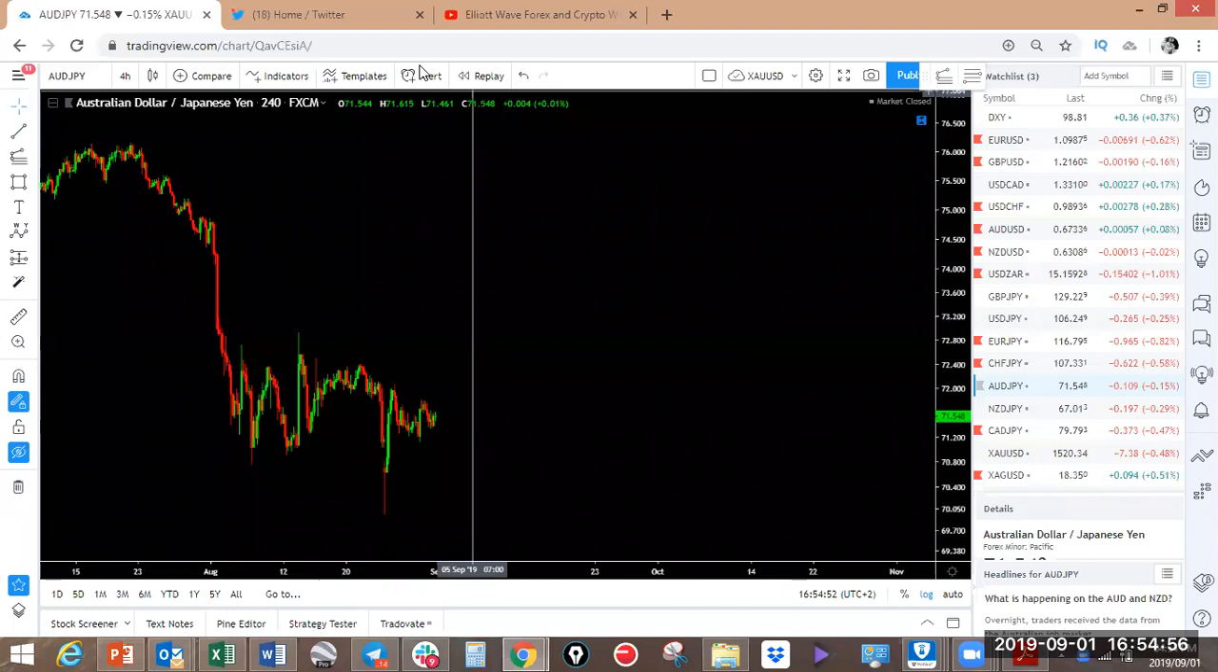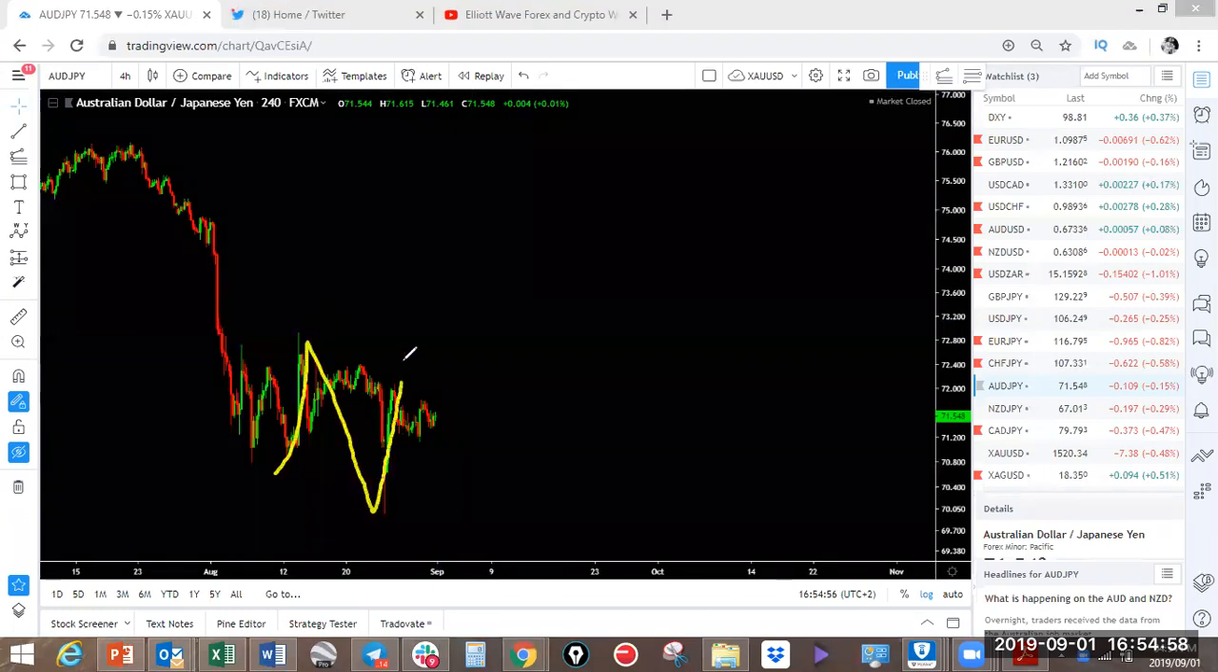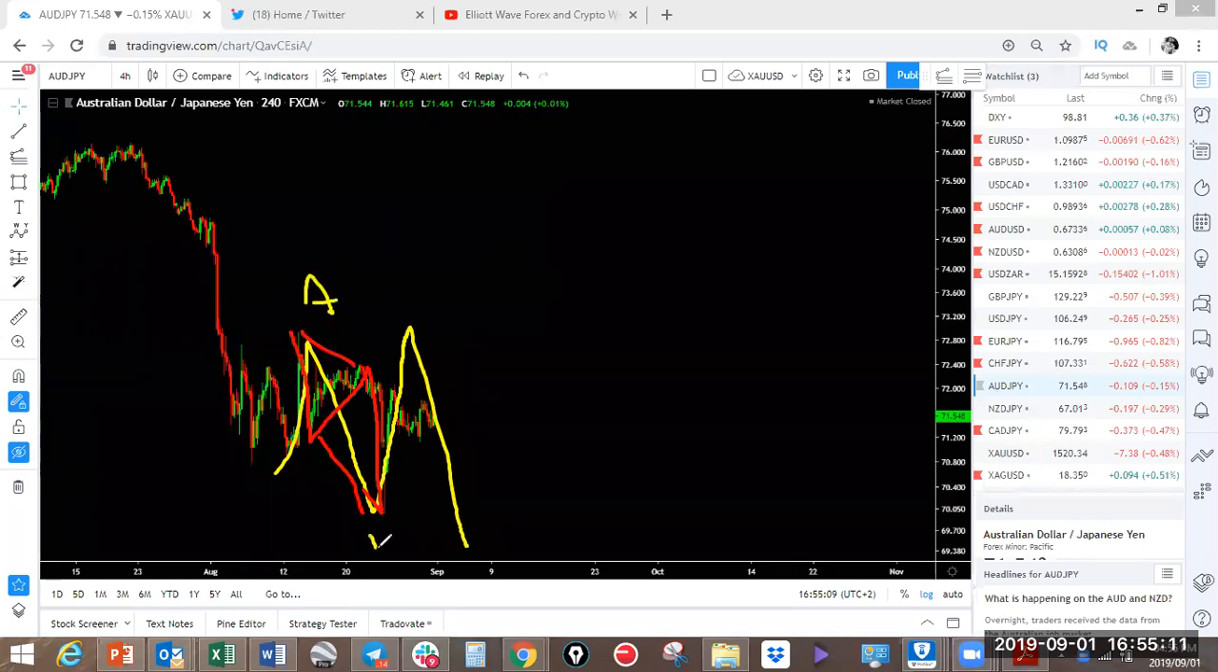Could even be doing this 1, 2, 3, pushing higher and coming down. And internally here, you'll have this structure A, B, C. That is a complex correction. A, let's label this one in yellow. A, B, the B is your whole red structure there, ABC, and then we continue the move to the downside. But for now, you're here, you want this to push higher like that.